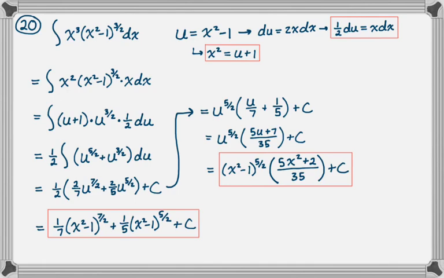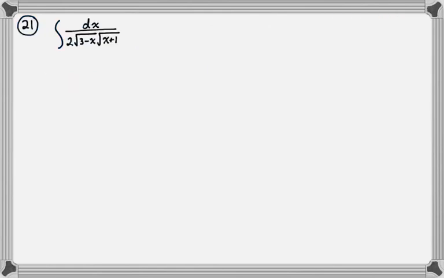All right, and number 21. 21 is actually a weird problem. So we have the integral of dx over 2 root 3 minus x root x plus 1. So this is not really a nightmare because it's just going to work out, I think, as long as we don't make mistakes. But there's two radicals in the denominator.